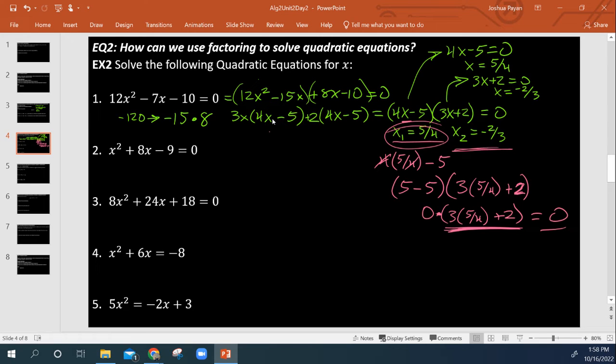And I know exactly what's going to happen whenever I check this second solution and plug it in here. So 3 divided by 3 is 1. We end up with negative 2 plus 2. And that gives us 0 again. So we know that it works.